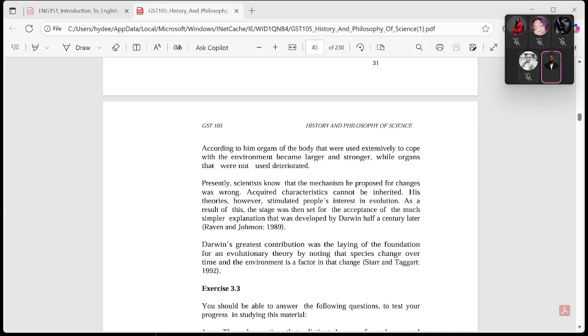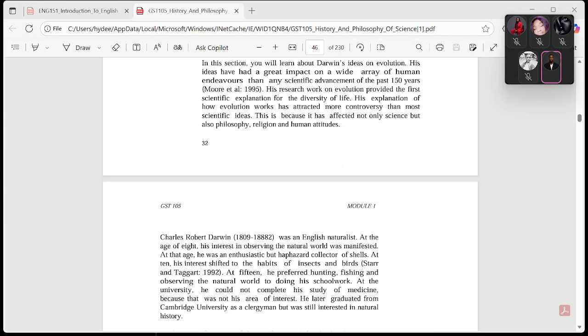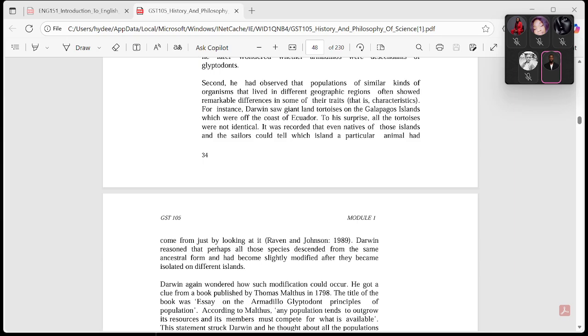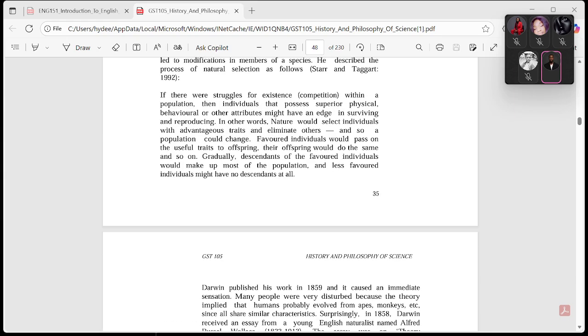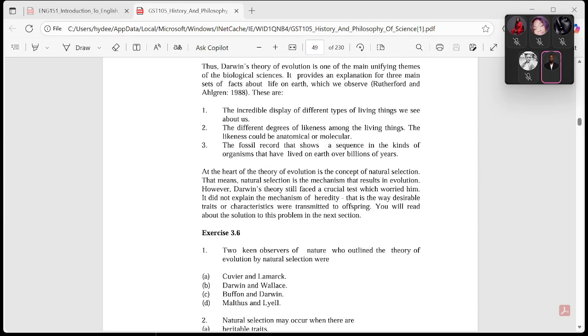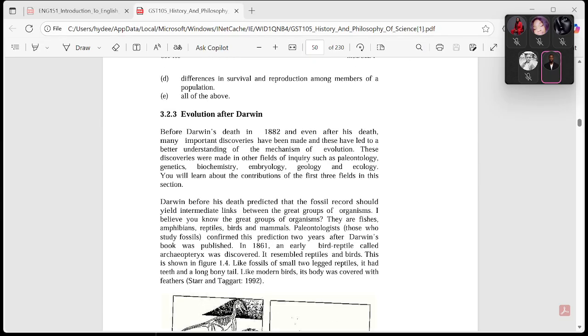This is under Darwin and modern evolutionary thought. Now let's check about evolution after Darwin. Let me see, evolution after Darwin.